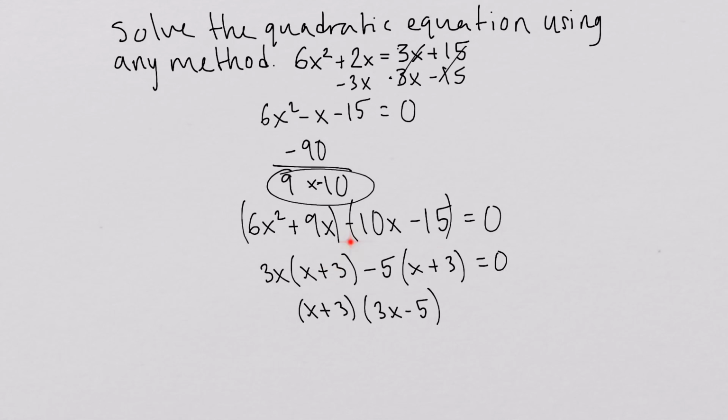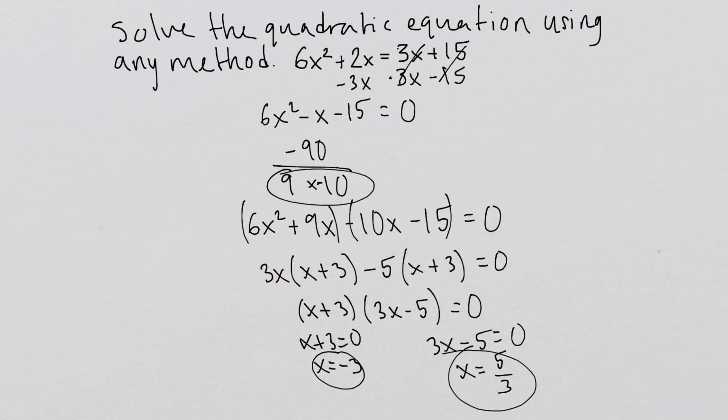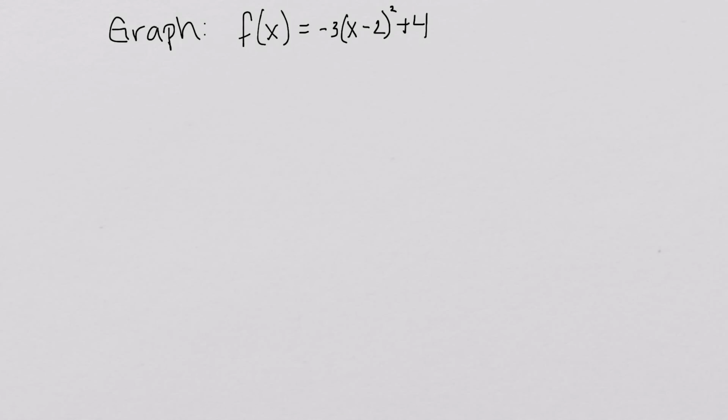Right? X plus 3 is these two. 3x minus 5 is these two right here. Equals 0. And there you go. It worked out. I don't need the quadratic formula. So I solve them both. X plus 3 equals 0, which means x equals negative 3. And 3x minus 5 equals 0, which means x equals positive 5 over 3. And I'm done. Okay, so this is the last one of the review.